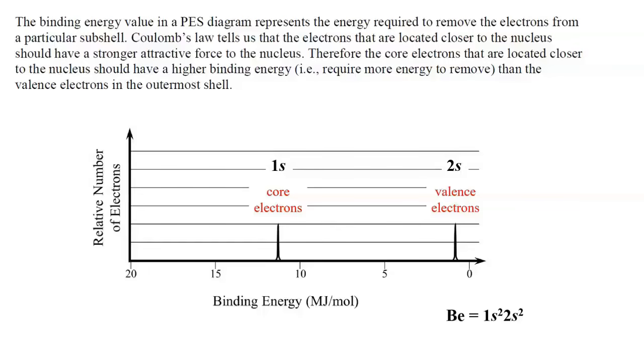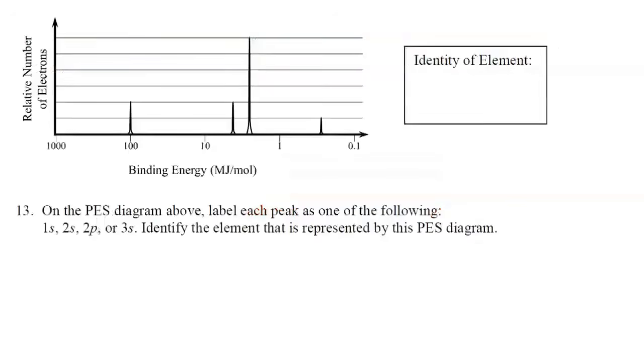So let's keep going on to question number 13 of your packet. We have a PES diagram for an unknown element. So we have to label each peak as either 1s or 2s and so forth with the subshell, and then identify the element that is represented by this PES diagram. Remember, the highest binding energy is going to be on the left. So that's going to be closest to the nucleus.